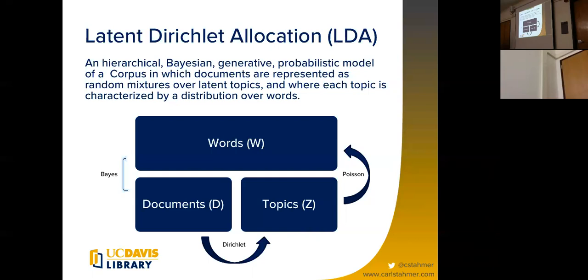Again, it's hierarchical. We'll look in a minute at those hierarchies, but because we're dealing with multiple levels, we have to model topics, and then we have to model topics across documents, right? So we've got topics across words, and then documents across topics. Okay, so it's multi-level, it's Bayesian, it's generative, it's probabilistic. We've talked about all those things before.